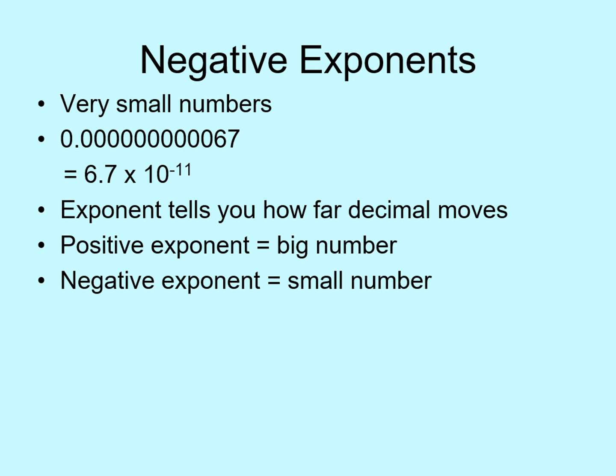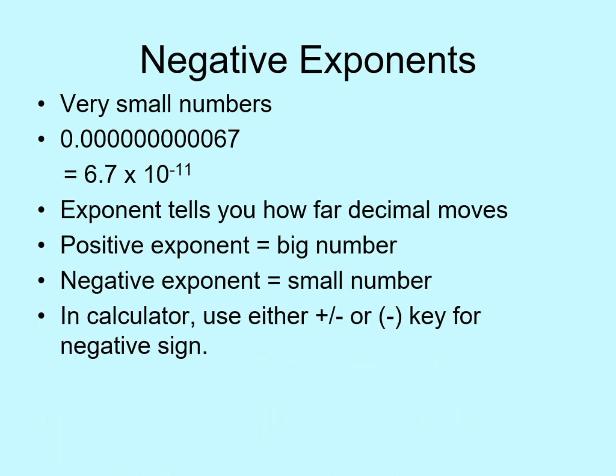Lastly, we need to put this number into the calculator. This works just like with positive exponents, except that you need to add one more step. You have to get that negative sign in there. So don't use the subtraction key on your calculator. That will give you an error. Instead, look for either a plus minus key or a negative sign in brackets. Just plug that in right before the exponent and it should work fine. So if you want to enter 6.7 times 10 to the negative 11, you type 6.7, EE or EXP, and then the plus minus or negative key, and finally the exponent 11.